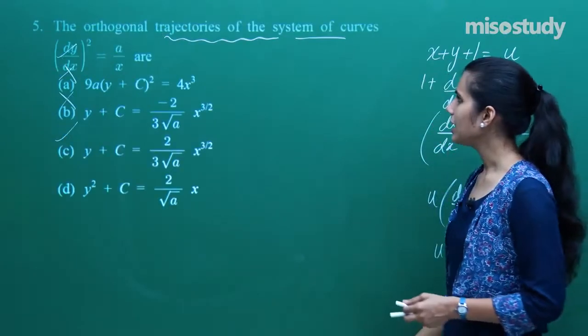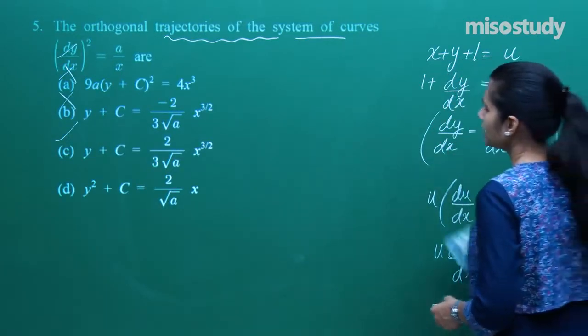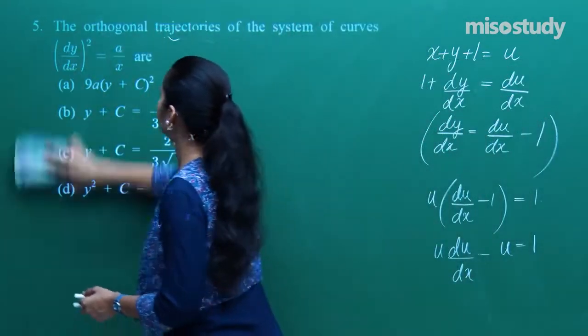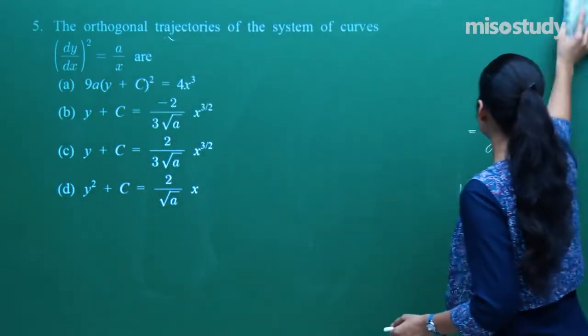Moving to the next one, we have the orthogonal trajectories of the system of curves, which is this, is given by what? Let's see.